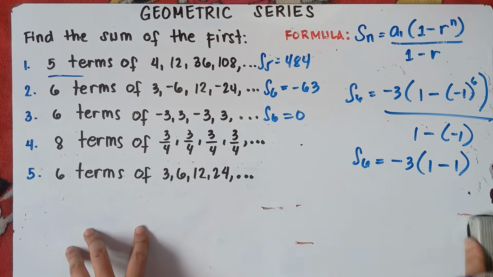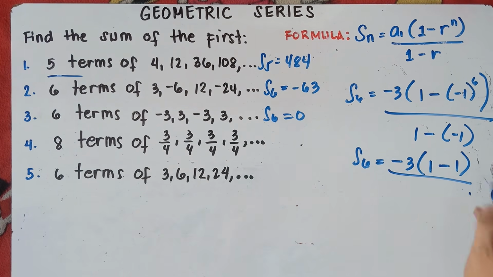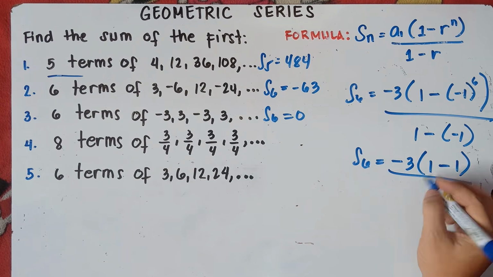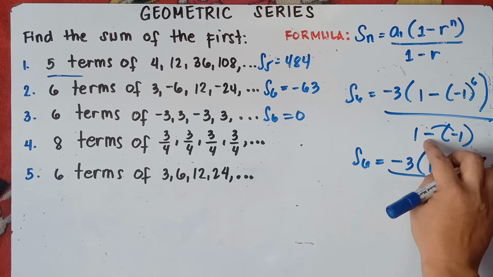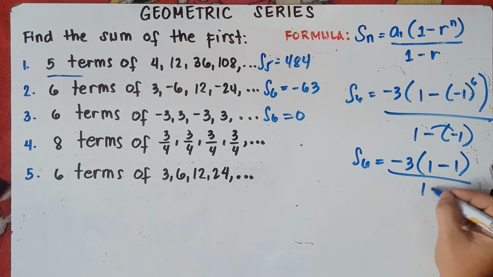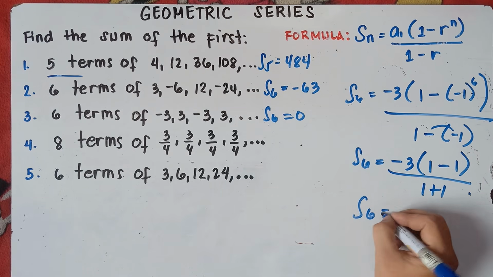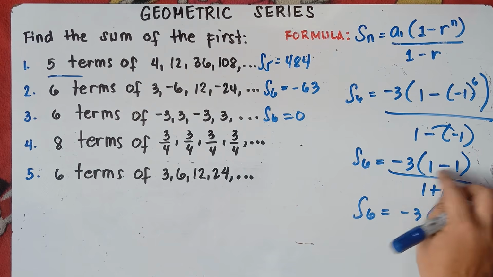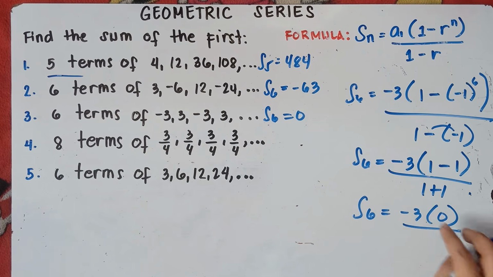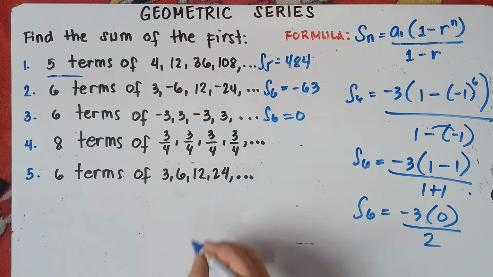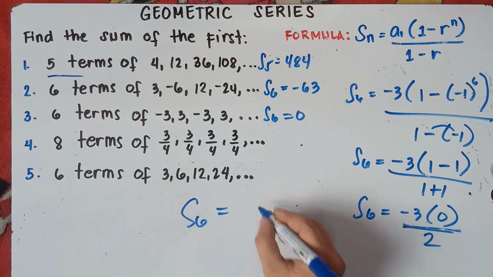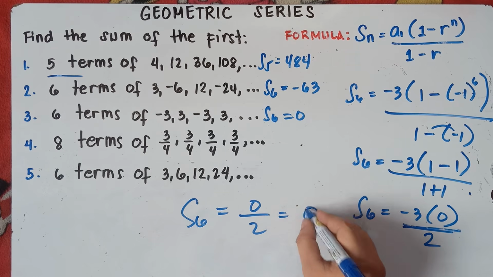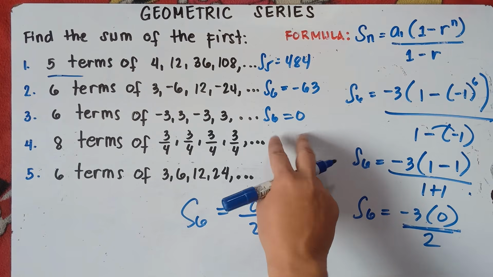Then this will be all over 1 minus, this will be 1 minus negative 1. So you multiply the signs, so negative times negative, this will be positive 1 plus 1. So S sub 6 equals negative 3 times 1 minus 1 is 0, all over 1 plus 1 is 2. So S sub 6 equals negative 3 times 0, that is 0. Any number multiplied by 0, the answer is 0. So 0 divided by 2 is equal to 0. So that's why our answer a while ago is 0.